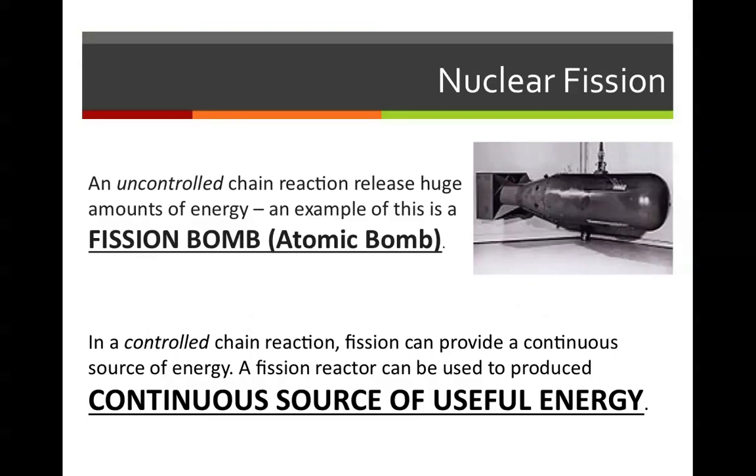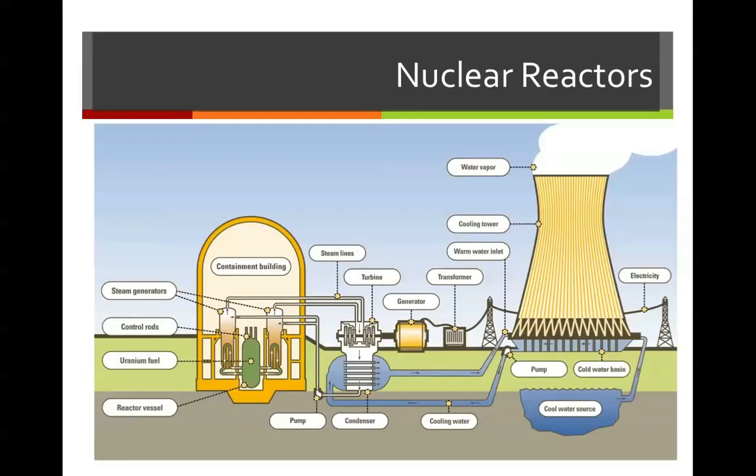Now, if this is an uncontrolled chain reaction, it's going to release huge amounts of energy, and an example of this is the fission bomb, which is more commonly known as the atomic bomb. However, if we can control that chain reaction, we can actually use it as a continuous source of useful energy. So we'll talk a little bit more in class about a nuclear reactor and how we're able to use fission.